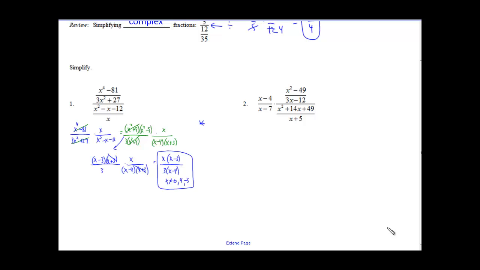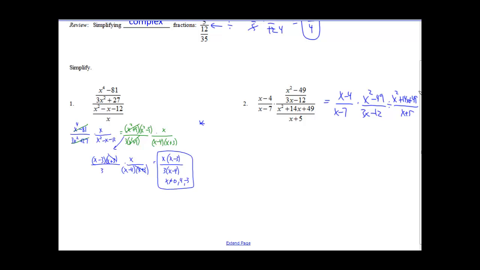Number 2. Again, complex, so we're looking at a bunch of things. So let's start at the left and then work over. If I try and rewrite, we're going to have x minus 4 over x minus 7 times, we'll take the top 2, we have x squared minus 49 over 3x minus 12, divided by x squared plus 14x plus 49 over x plus 5.